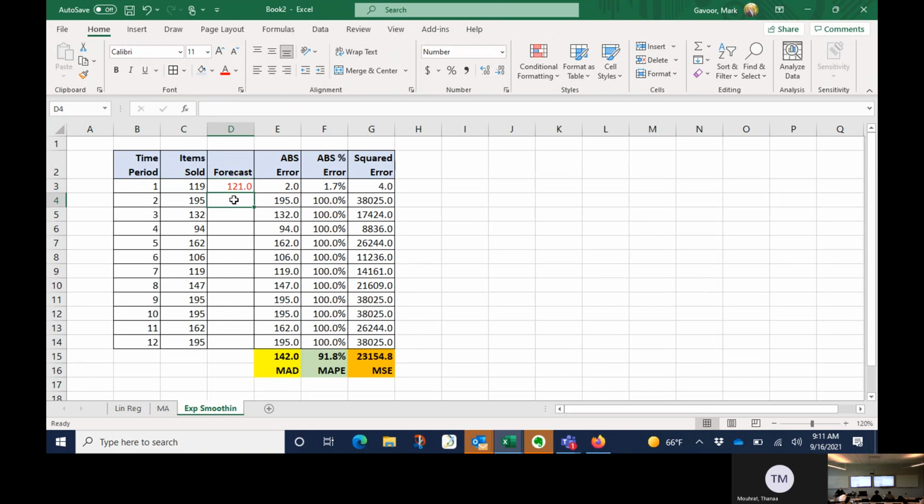Now for the next one, what's my alpha? Ooh, I don't know. Let me put a column here, alpha, and right underneath it, I'm going to put an alpha value. What should the alpha value be? Let's start off with 0.3.